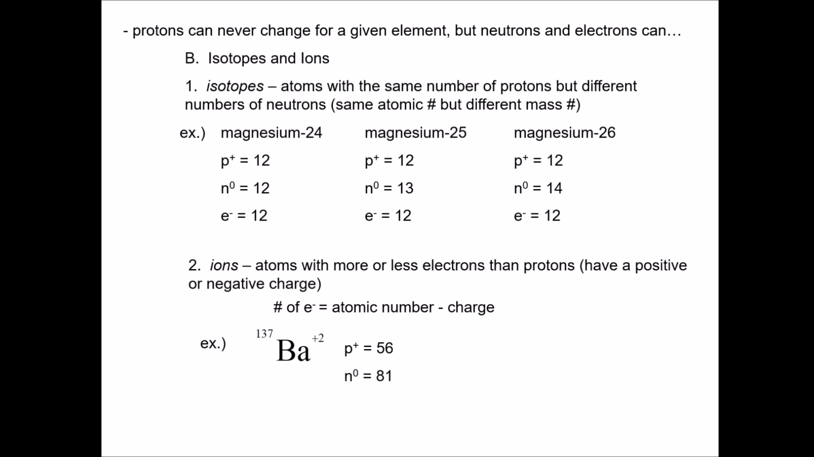Now, let's cover electrons. Since there is a charge of +2 on this, we take the atomic number minus the charge. So the atomic number was 56. 56 minus +2. So 56 minus 2 is 54. So we only have 54 electrons in this case. And this is why we have a +2 charge, because we have 2 positives more than we do negatives. Okay?